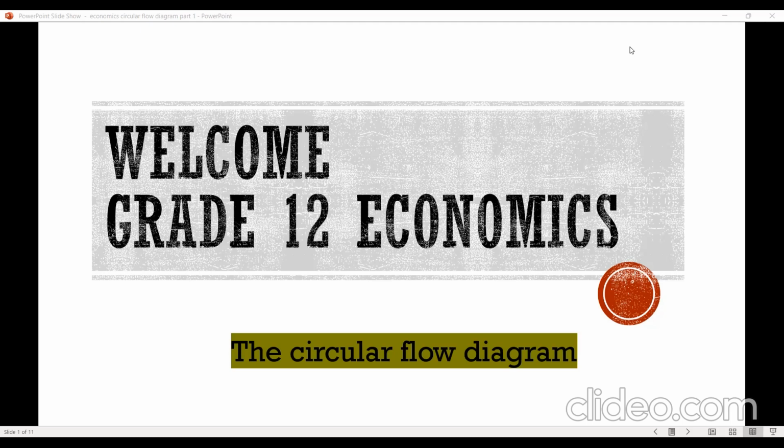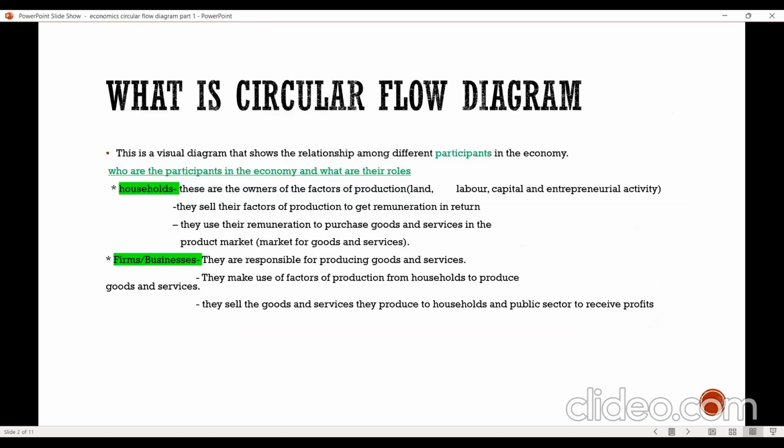What are economic agents? We're talking about the different participants in the economy. One may ask, what are participants? What's really going on here? Let's take a better look at this. This is a visual diagram that shows the relationship among different participants in the economy. Now, the main question again: who are the participants in the economy and what are their roles?